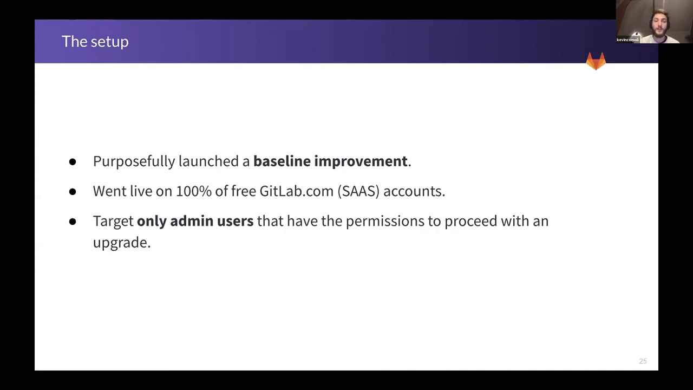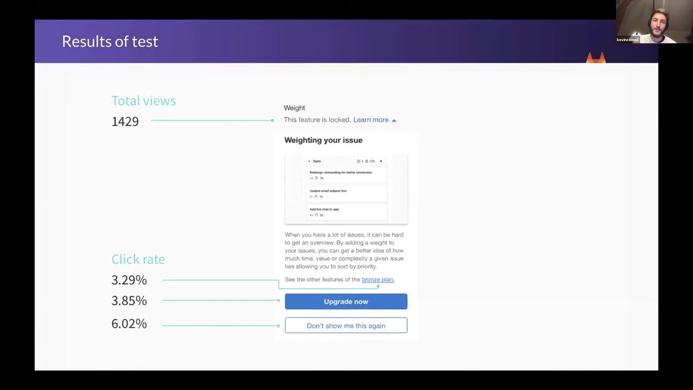So it got rolled out to 100% of the free GitLab accounts and, like I mentioned, targeted only admin users that have the permission to upgrade. So I'll spare you the drum roll, but even if it's not a full A/B test, this is a moment where your assumptions are being tested. So this was the result.